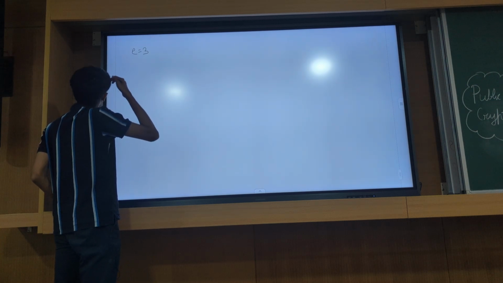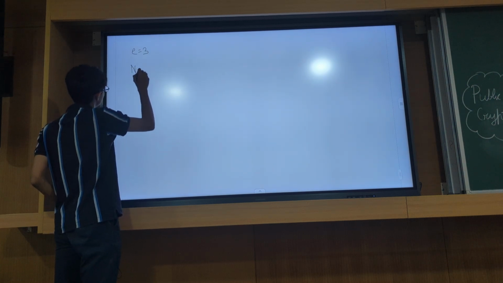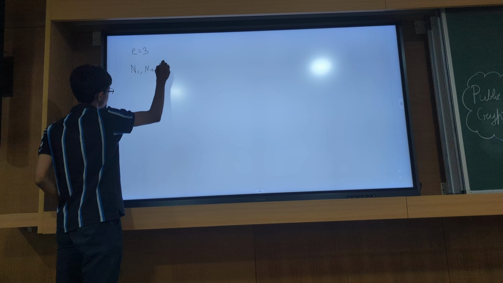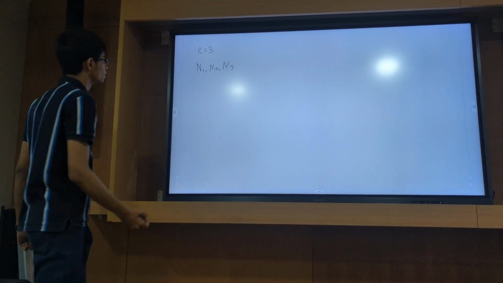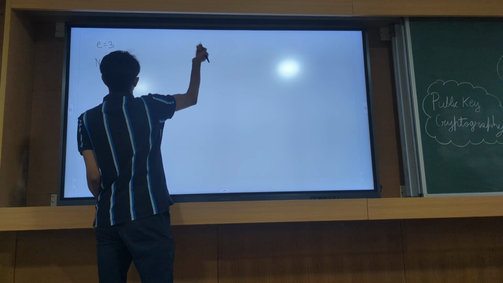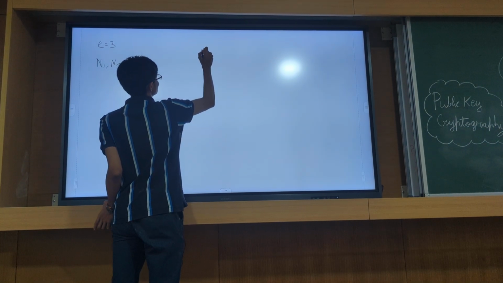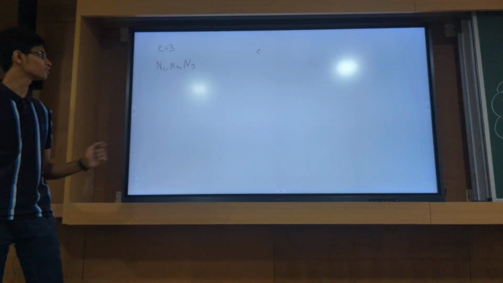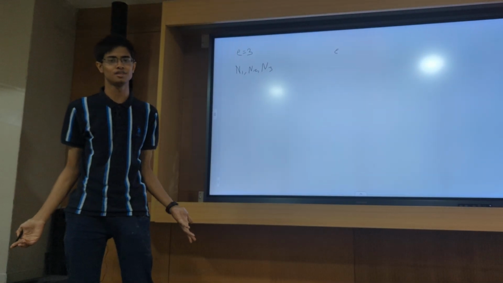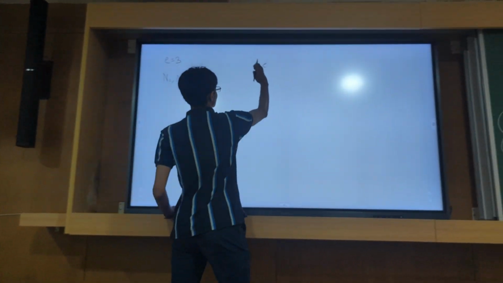So say I generate 3 moduli n1, n2, n3. These are the 3 semi-primes, and they're all co-prime. If they're not co-prime, it's trivially broken, but I'll come to that.